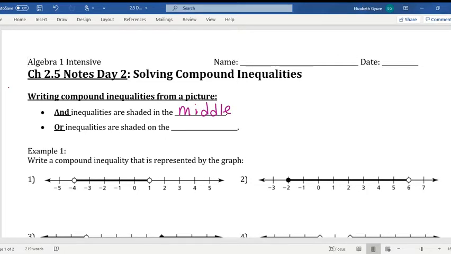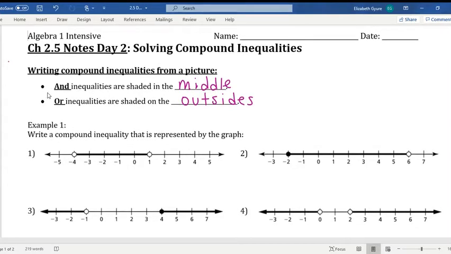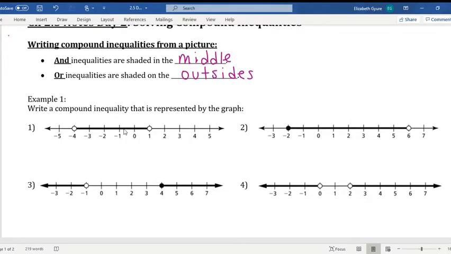Or inequalities just work for one or the other, so these are shaded on the outsides. So if I give you a graph, you can right away decide if it's an "and" or an "or" because of where it is shaded, right? So if you look at number 1 here, this is shaded in the middle, right? So if it's shaded in the middle, is it going to be an "and" or an "or" inequality? An "and."